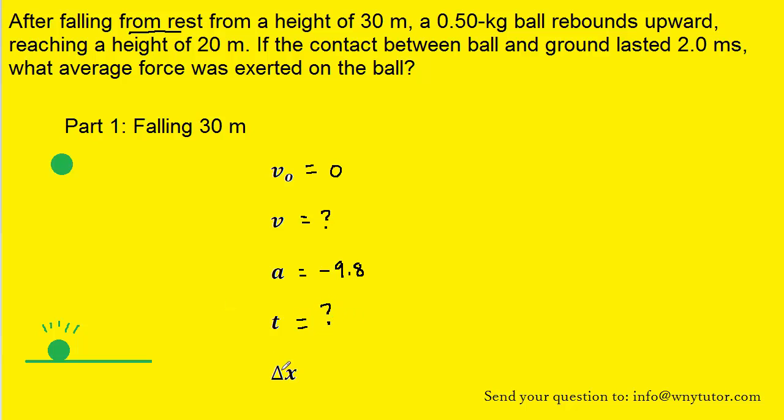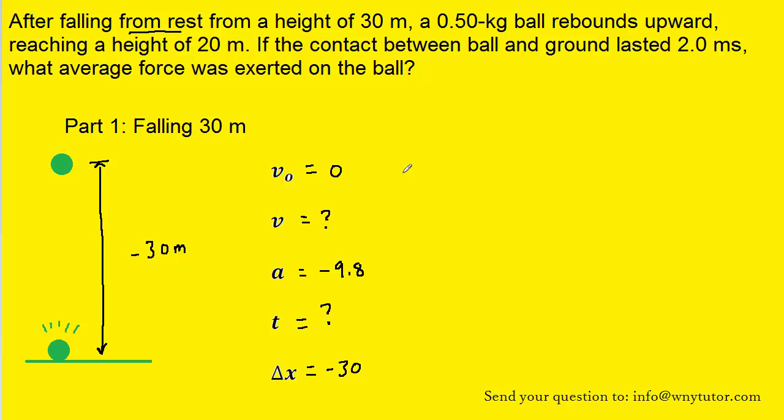Delta x, which is the displacement, is known because we know the ball fell 30 meters on its way to the floor. Just take note, however, that because the ball is moving downward, the displacement will be negative in value. So we have to make sure that we include a negative sign in front of our displacement.